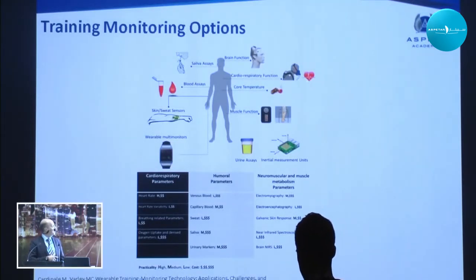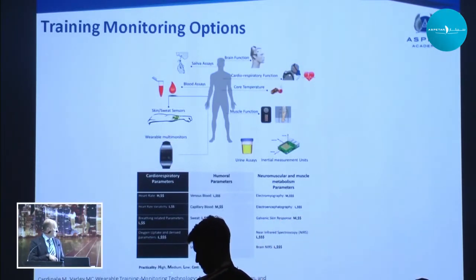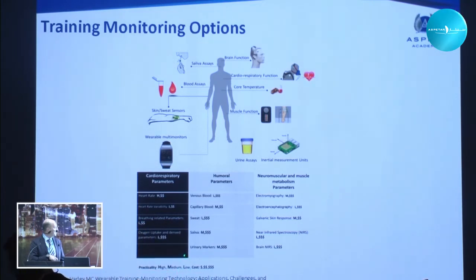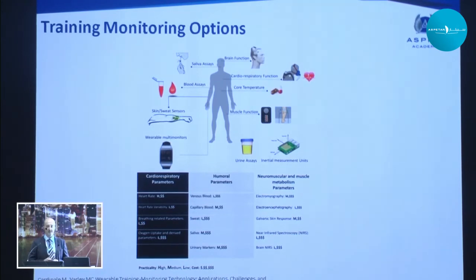What training monitoring options do you have? We wrote this review for the conference here a couple of years ago. There are cardiorespiratory parameters that can be measured quite accurately with low cost and high practicality. Very few humoral parameters, like venous blood, capillary blood, sweat, saliva. They tend to be very expensive, not incredibly practical. They don't give a lot of answers very quickly, and you need a long investment in time and money to be able to do something meaningful. And neuromuscular and muscle metabolism parameters is a bit of a mixed bag. So you need to be realistic of what you can put in place and what you can do.